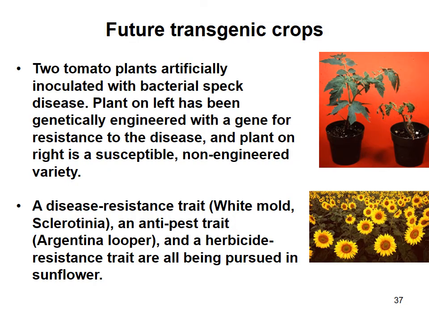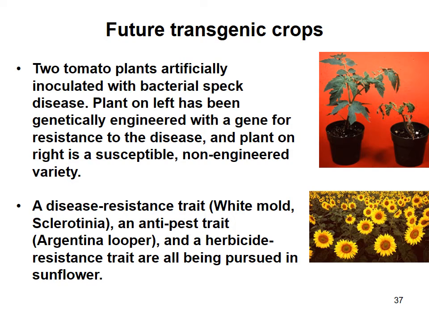Future transgenic crops. First here we have 2 tomato plants artificially inoculated with the bacterial speck disease. The plant on the left has been genetically engineered with a gene for resistance to the disease. The plant on the right is a susceptible non-engineered variety.